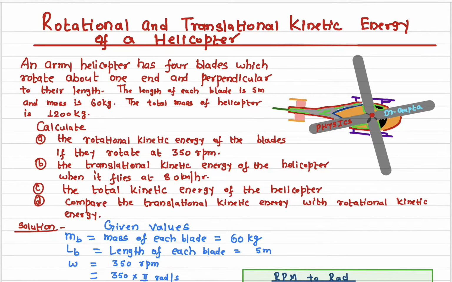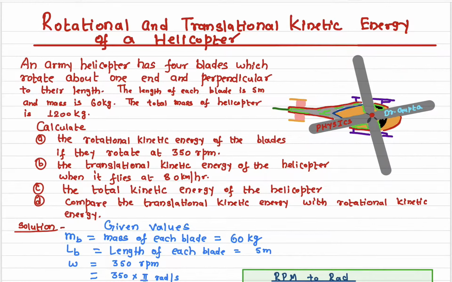In this video, I'll talk about the rotational and translational kinetic energy of a helicopter. So we have a helicopter with 4 blades. The length of each blade is 5 meters and the mass of each blade is 60 kilograms. The total mass of the helicopter is 1200 kilograms.